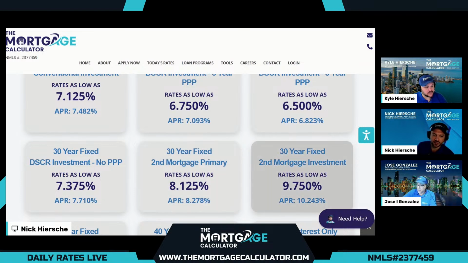And for our investors, same thing. HELOCs are rare for investors anyway for investment properties. So our fixed rate second mortgages can still get cash out for investors, an 80 LTV in this scenario. Rates as low as 9.75, final APR 10.243. So great option to get cash out for our investors. And again, these are non-QM, so can use bank statement and similar.